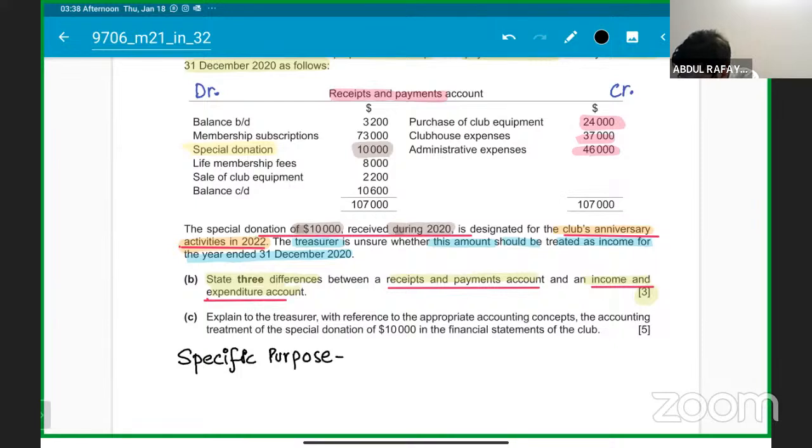So always remember that these donations become capital receipts. They will never come in the income and expenditure account. Specific purpose donations are capital receipts, they never come in the income and expenditure account. They will be treated in the statement of financial position.